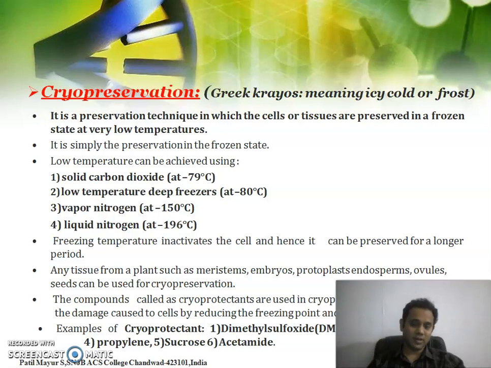Then different cryoprotectants are used to protect the cell or a tissue from the hazardous effect of these chilling chemicals like liquid nitrogen, vapor nitrogen. They may have adverse effect on cell or tissue, and to prevent that, different cryoprotectants like DMSO, dimethyl sulfoxide, glycerol, ethylene, propylene, are used.